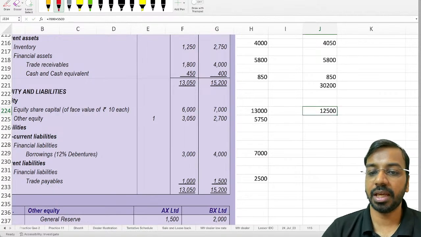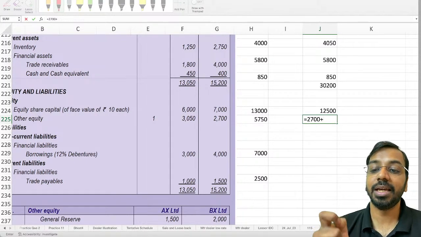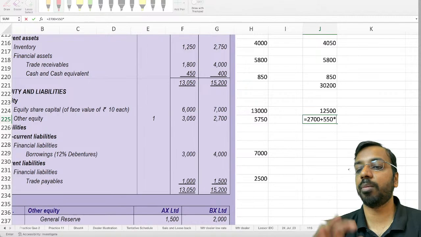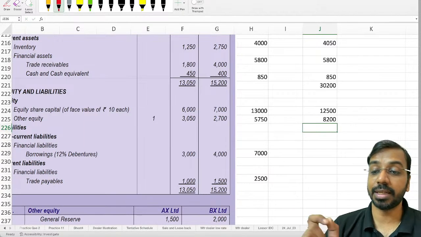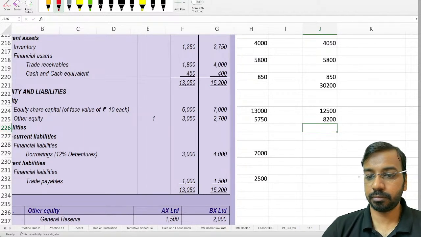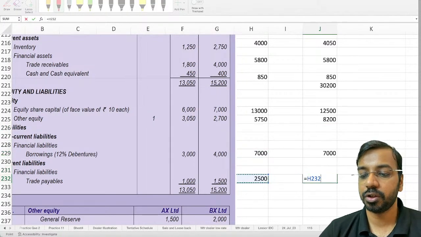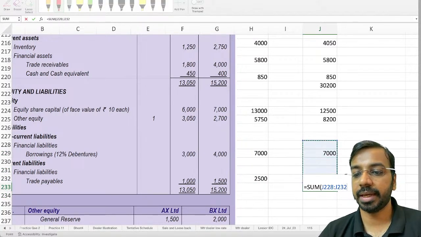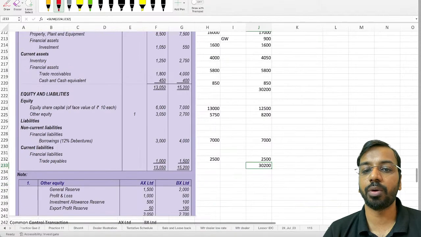Then other equity, I have 2,700 plus, I will not take the retained earnings, but there is an issue of shares at premium. So 550 into 10, the securities premium will come over here. The face value is 10, the issue price is 20, so that extra 10 will come over here, that is 8,200. Borrowings will remain at 7,000 and trade payables will remain at 2,500. So if I do the sum of this, I get 30,200, right?